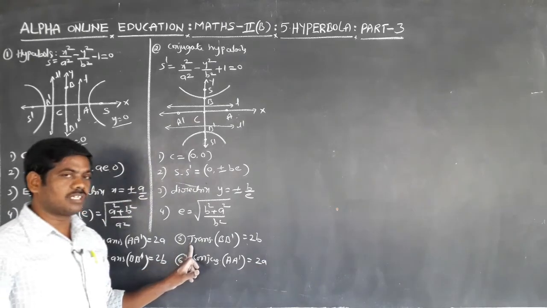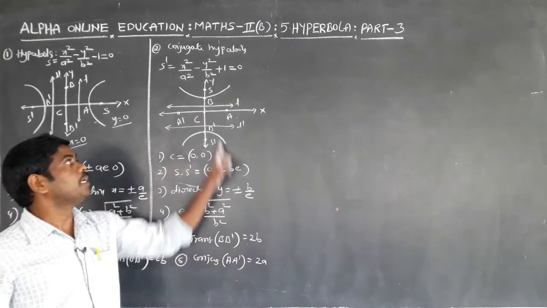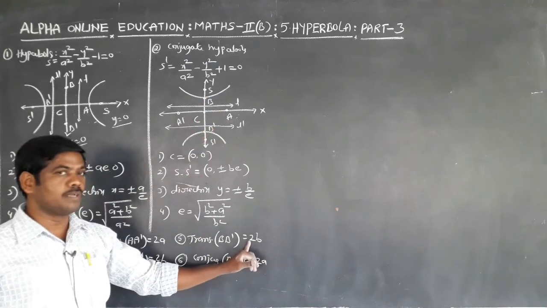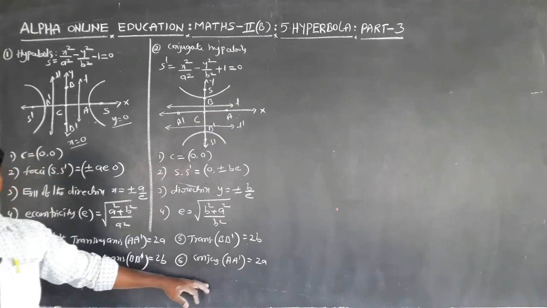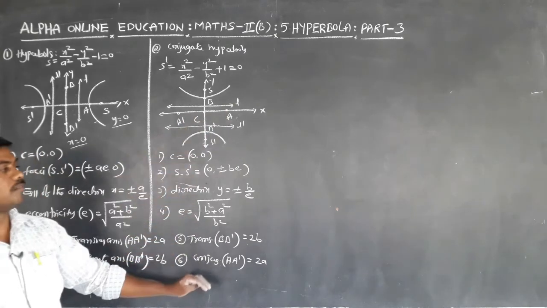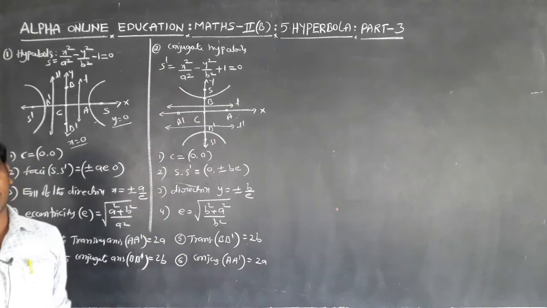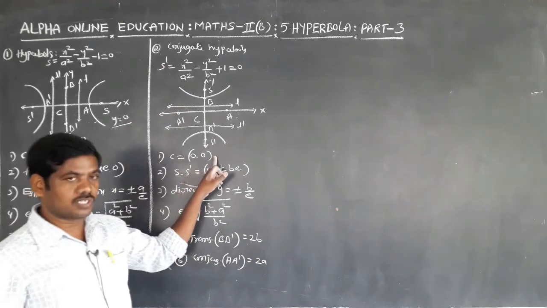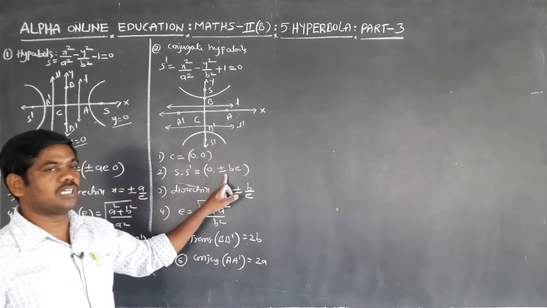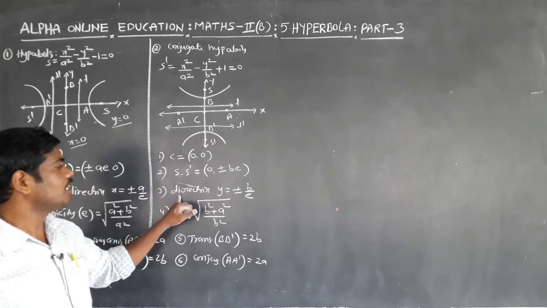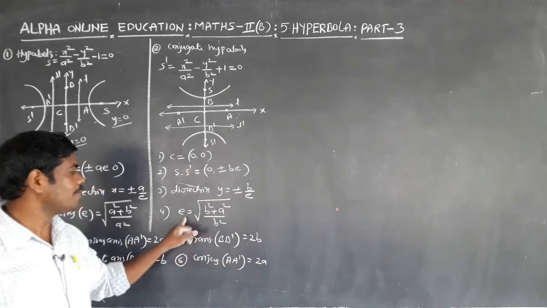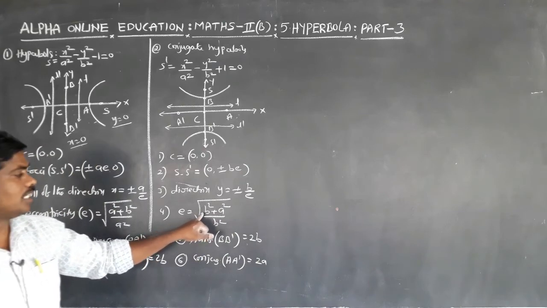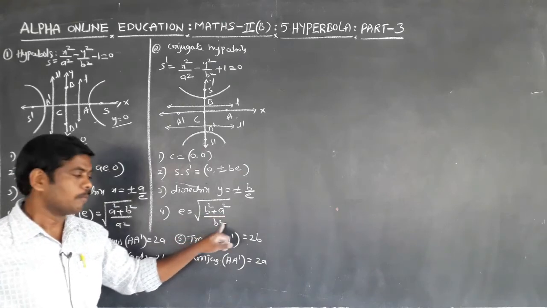Here the length of the transverse axis b dash is equal to 2b. Length of the conjugate axis a dash is equal to 2a. These are the formulas for the conjugate hyperbola. Center 0 comma 0, foci 0 comma plus or minus be. Equation of the directrix y equal to plus or minus b by e. Eccentricity e equal to under root of b square plus a square by b square.